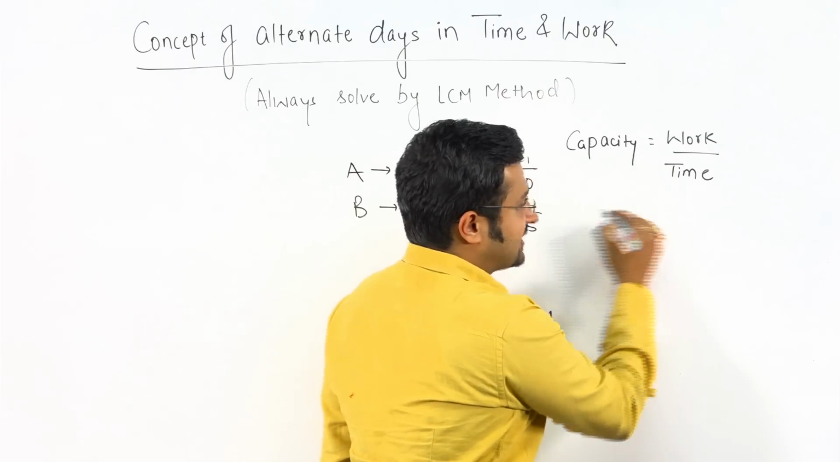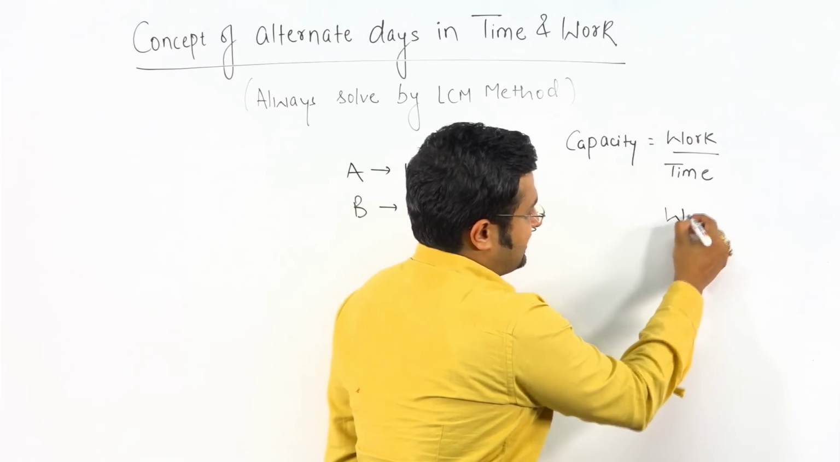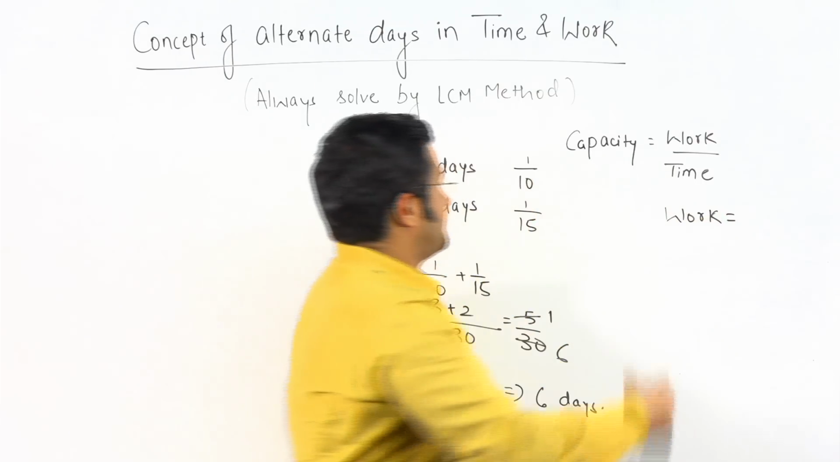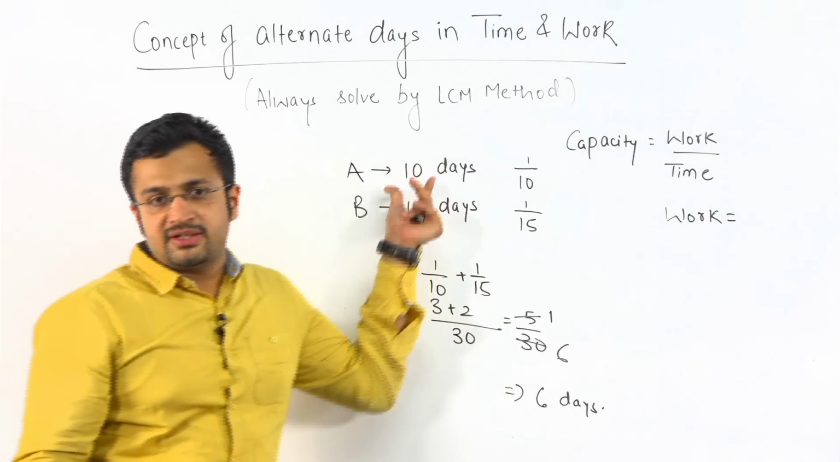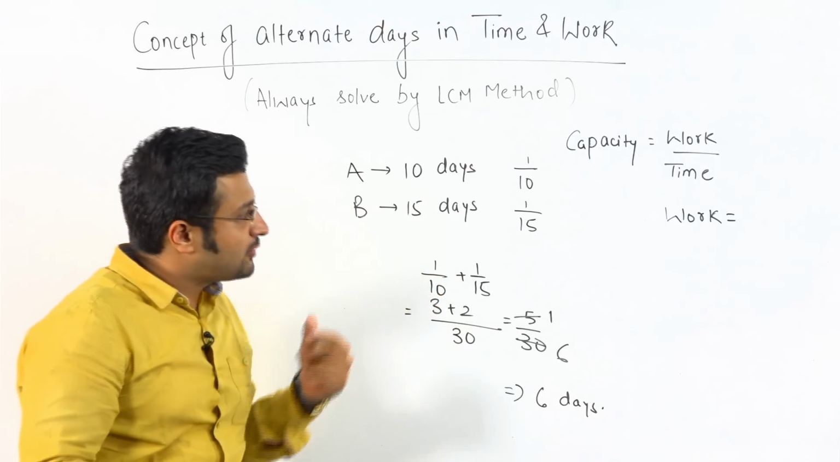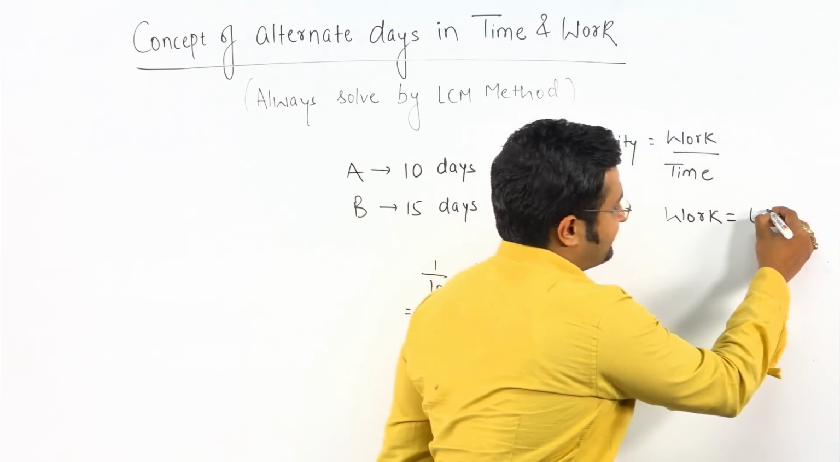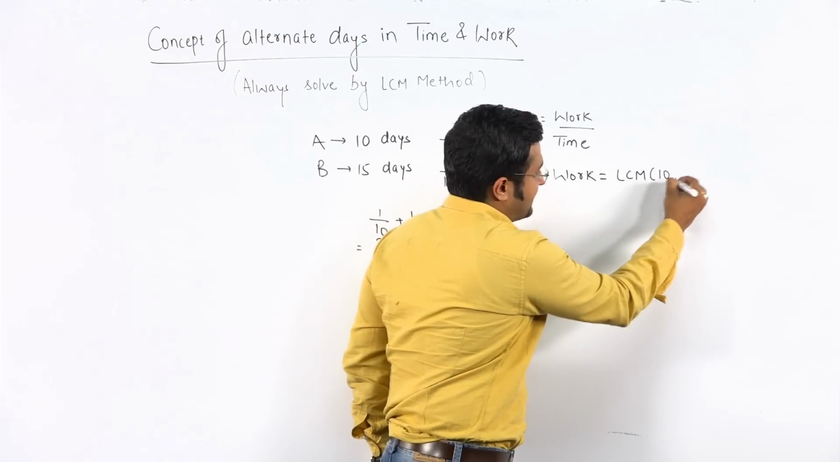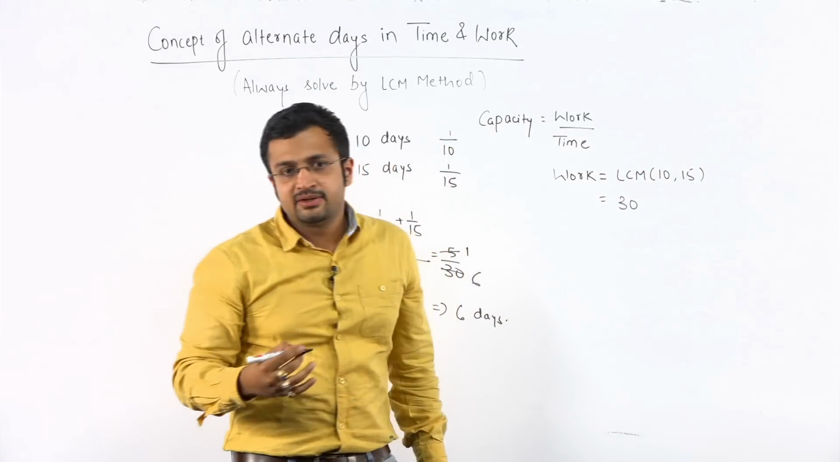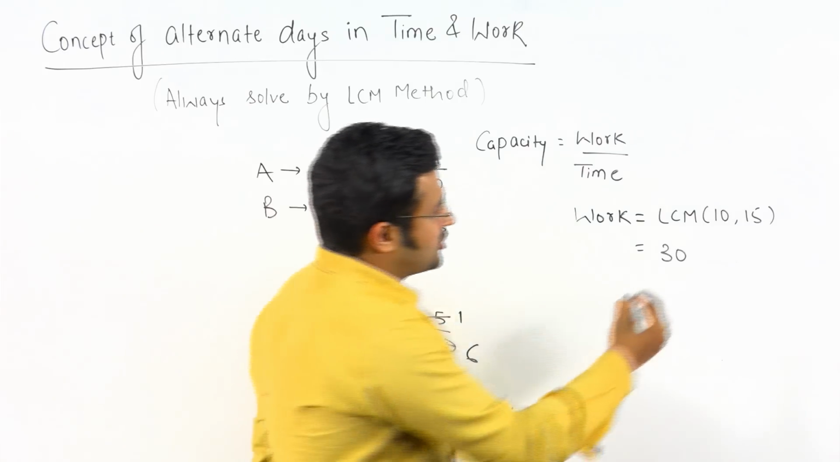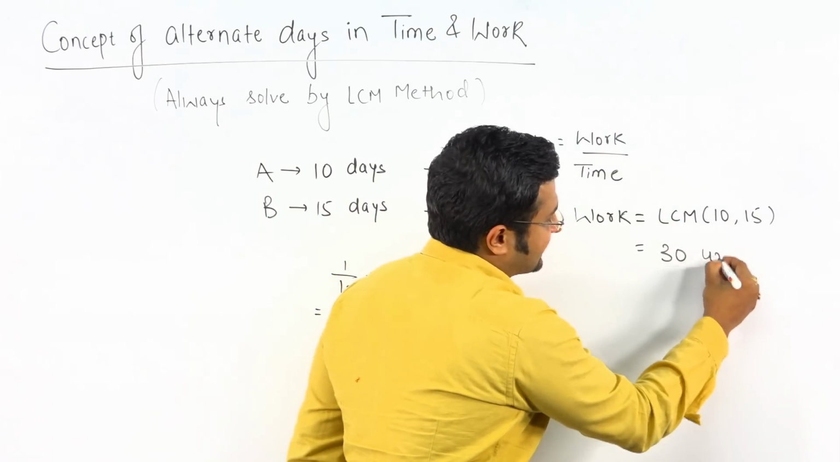So let's solve this problem by LCM method only. If I talk about this problem, what is the time period of A? 10 days. What is the time period of B? 15 days. What is the LCM of 10 and 15? LCM of 10 and 15 is nothing but 30. So instead of 1, we will assume work to be equal to LCM of 10 and 15, that is 30 units.